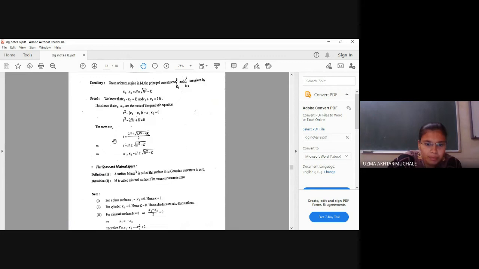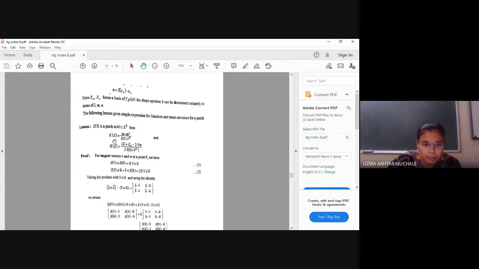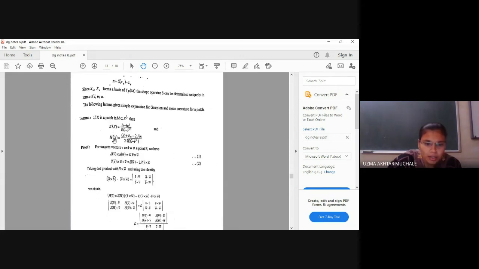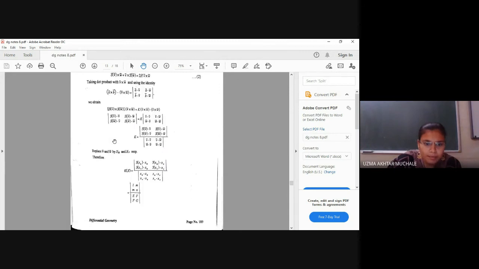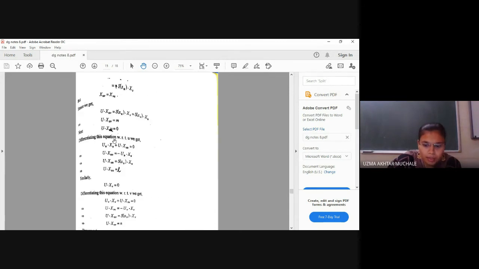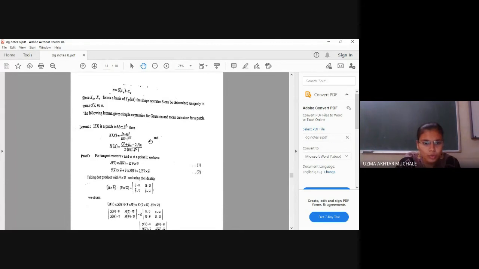What will happen if we take a vector field? What will happen for a tangent vector? And then you have to solve the example. Before going to that, I will tell you this. These two formulas are very important for the SET exam.